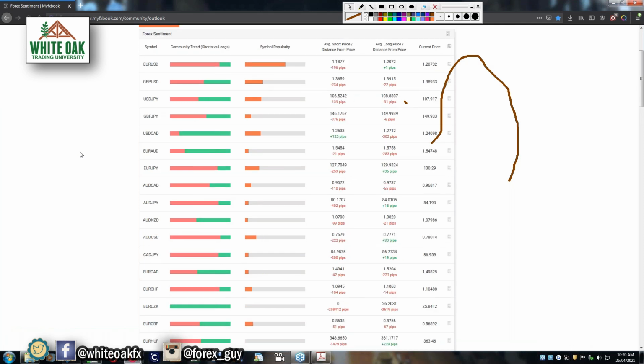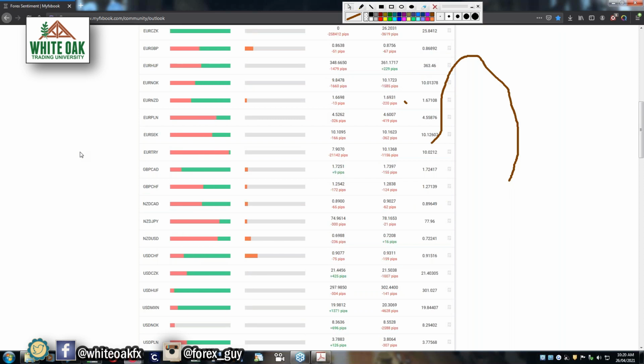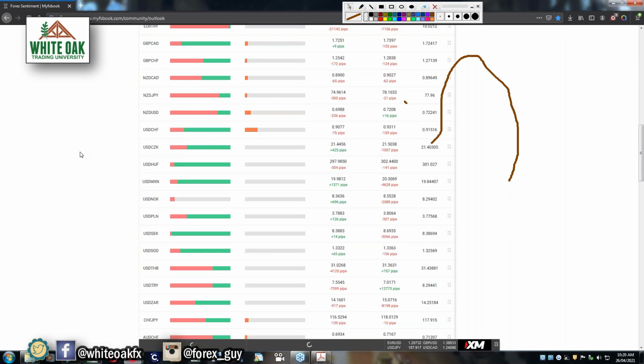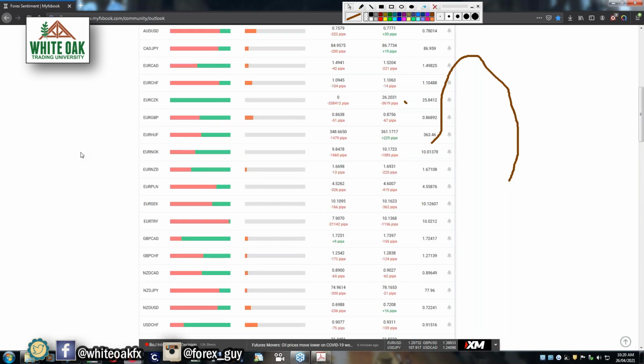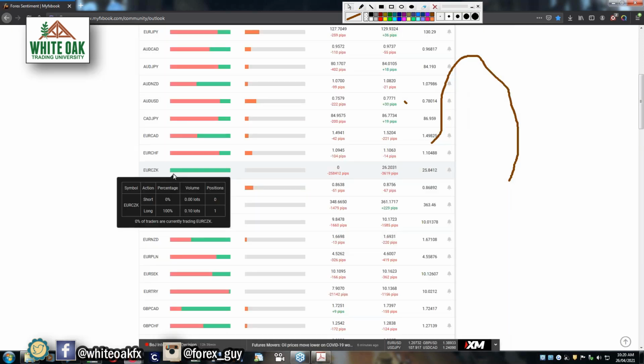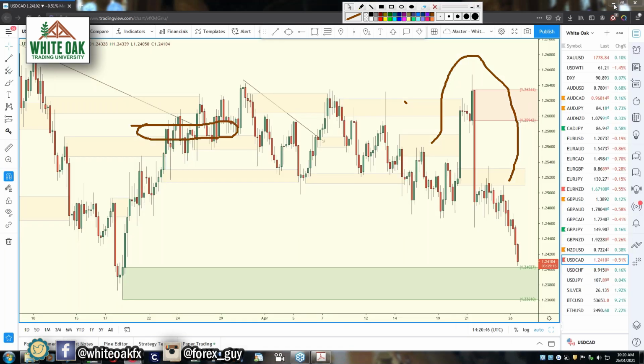USD CAD. Did I miss USD CAD? Let me see. Where are you? USD CAD. Look how many longs they suckered in. You see how they suckered in? Look at all that. A big suckered move. Tricked them into going long, and then boom, reverse. Why? Because supply was here.